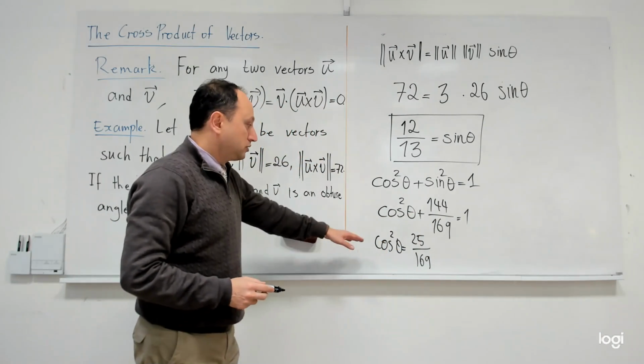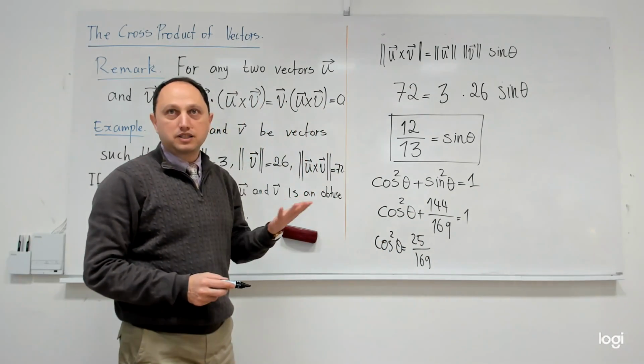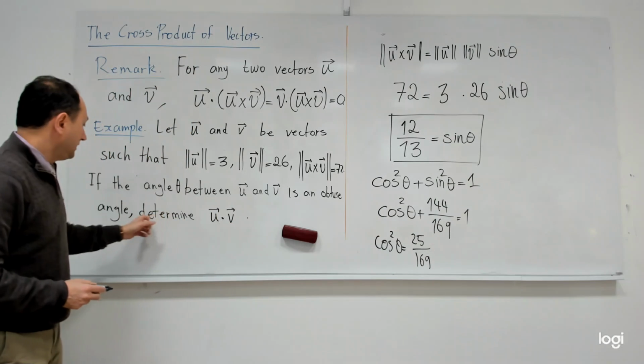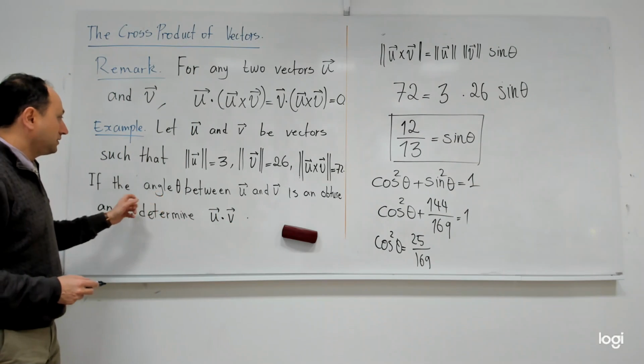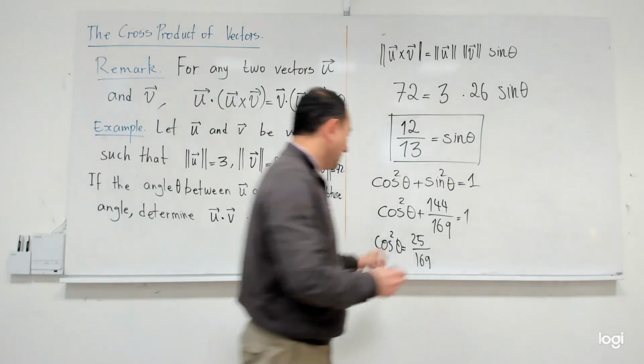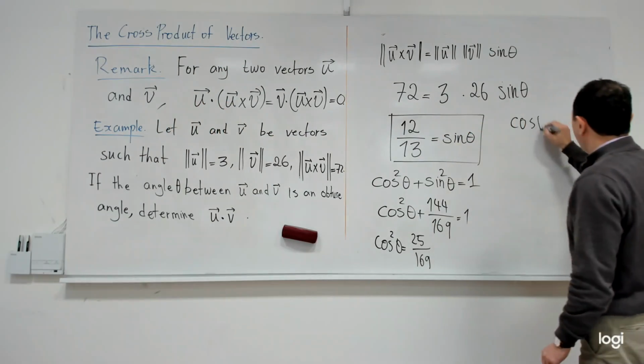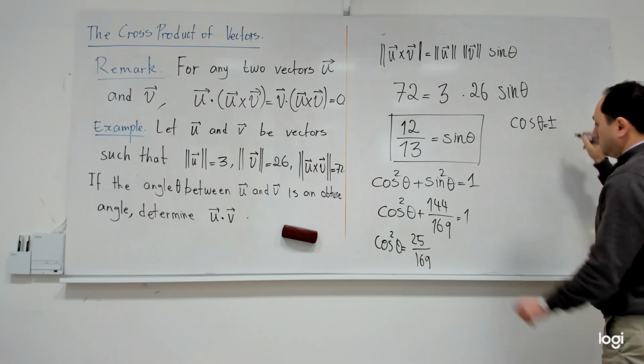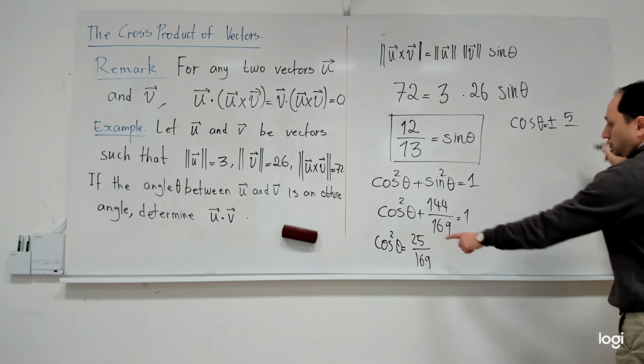Then, this is not under my control. I have two answers, one positive, one negative. This is why this extra piece of information is provided in the problem for you, because in general both of them are acceptable. Cosine theta becomes plus or minus the square root of that.